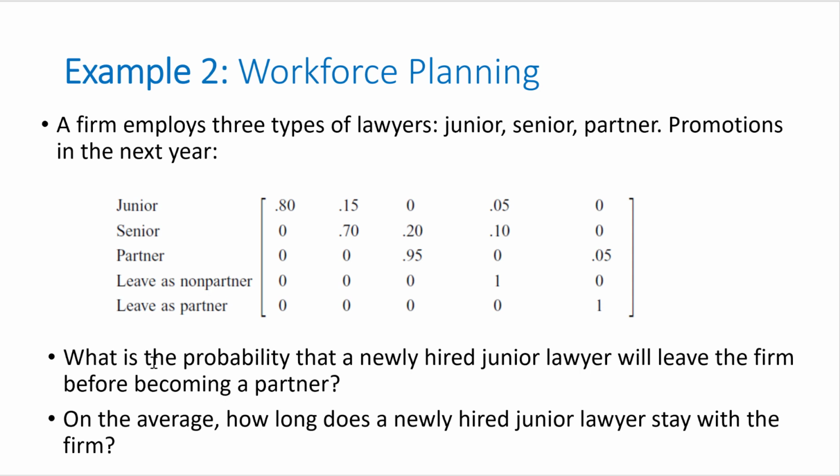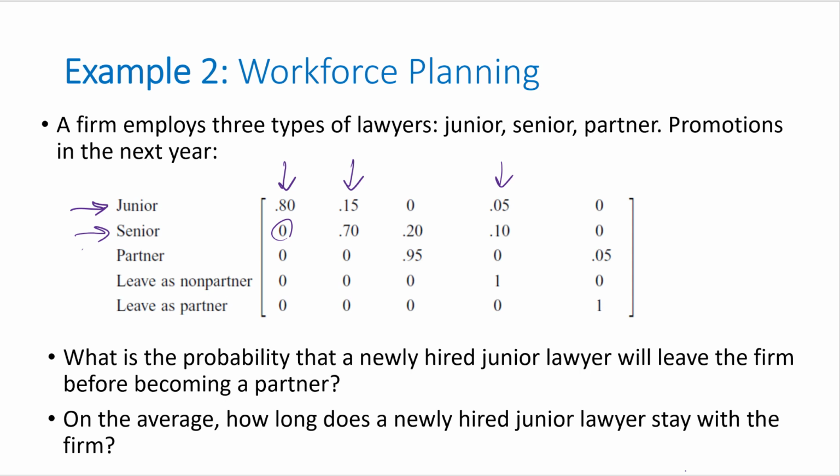So 5 states. And from the past data, we have realized that of juniors, 80% remain junior, 15% of them become senior, and 5% of them just leave the company as non-partner. If someone's a senior this year, there is no way that they become a junior, so that's probability 0. 70% of them remain senior next year, 20% of them become a partner of the company, and 10% of them just leave the company as non-partner.